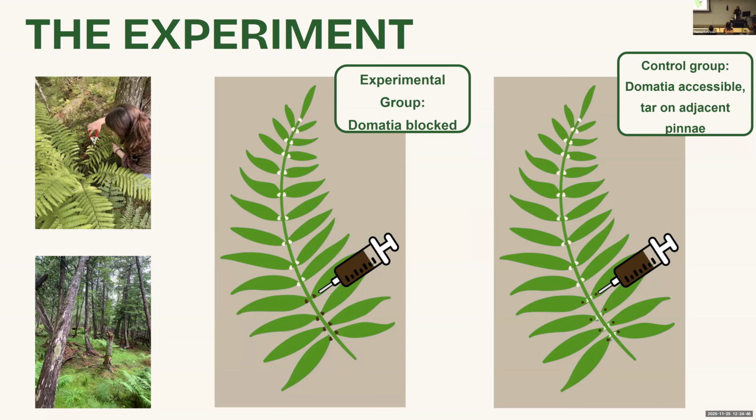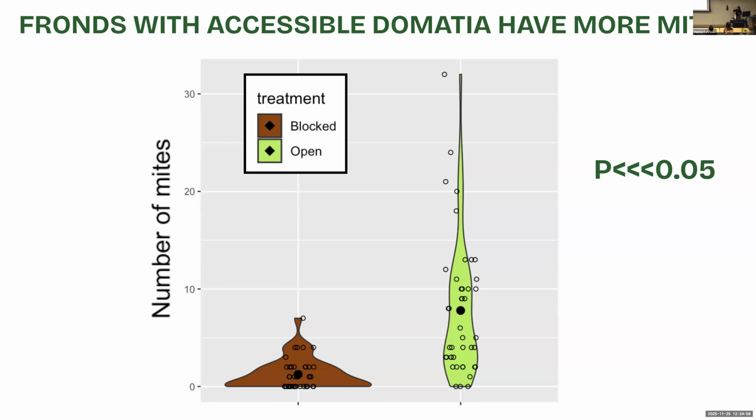At the end of that, we pruned, collected the fronds, and then looked at them under the microscope to make note of mite abundance, richness, and number of Domatia. And what we found was really exciting. So the first biggest result is that fronds with accessible Domatia had more mites. You can see this pretty clearly here, that brown is the experimental group with the blocked Domatia, which had a significantly lower amount of mites compared to the fronds with open Domatia.